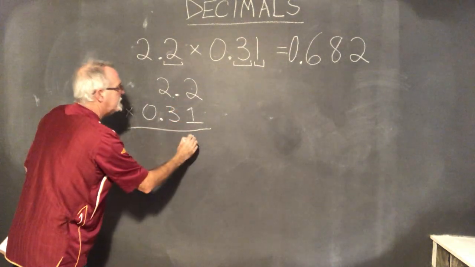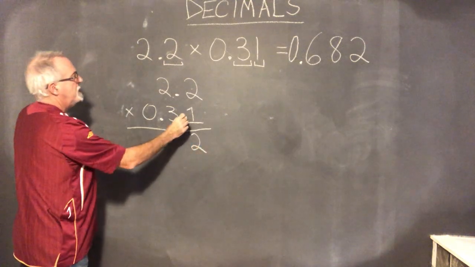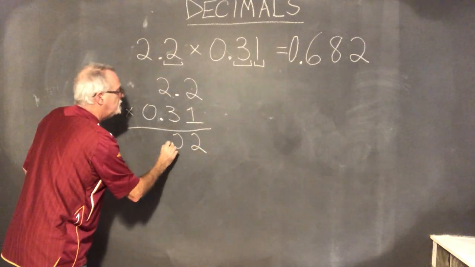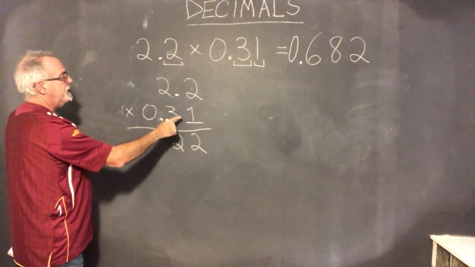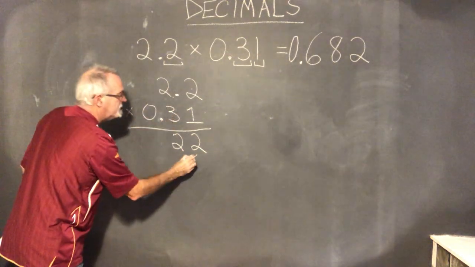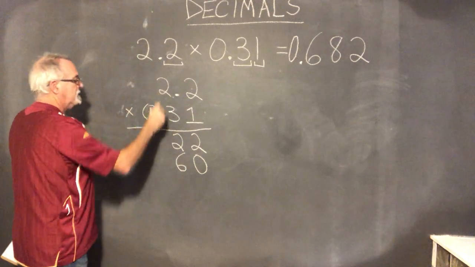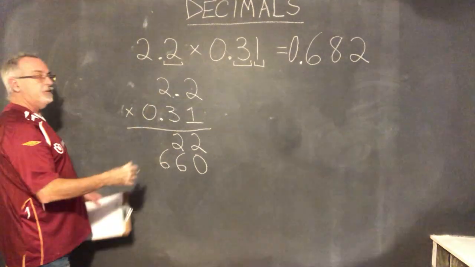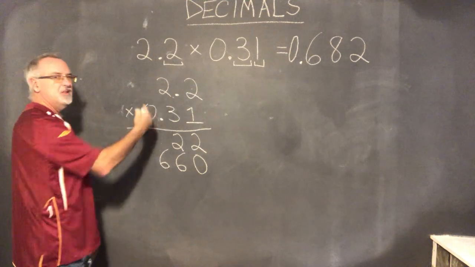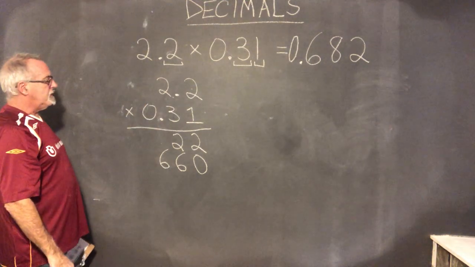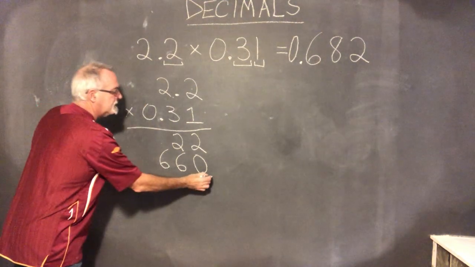1 times 2 is 2. 1 times 2 is 2. Finish that one. Then I'm doing this one, so I need to put a 0 here. 3 times 2 is 6. 3 times 2 is 6. Finish there. I didn't have to do any carrying because I had 1s, 2s, and 3s. They're small, so the multiplications kept on giving me answers that are less than 10.